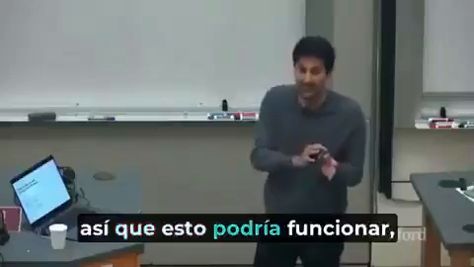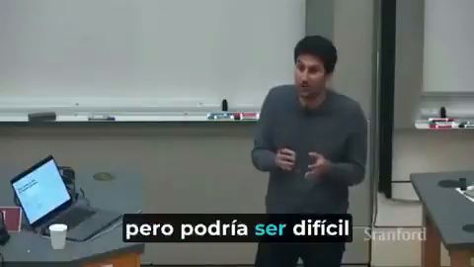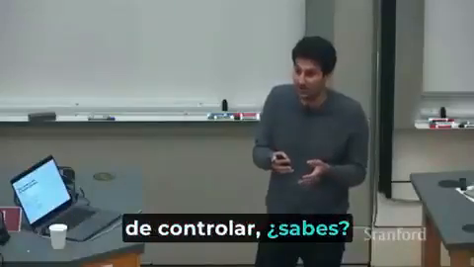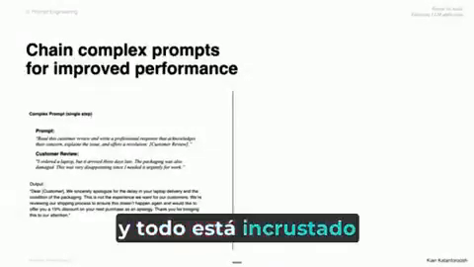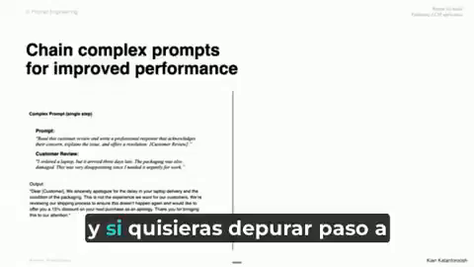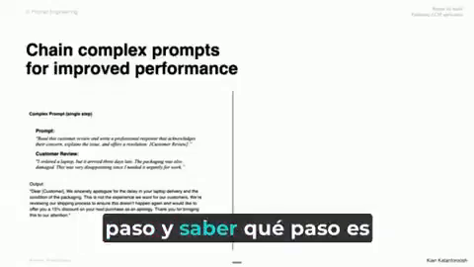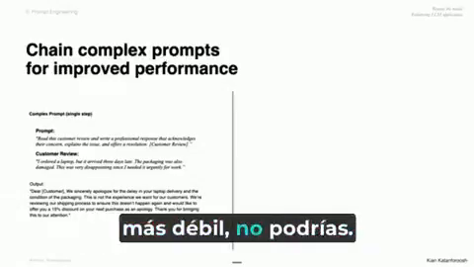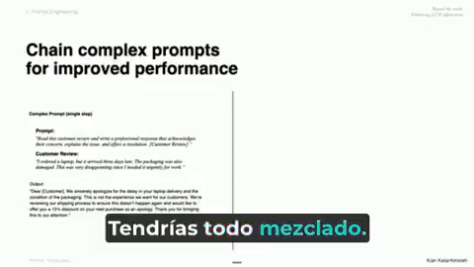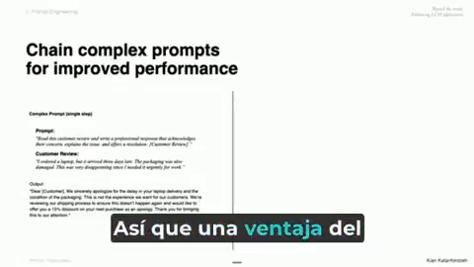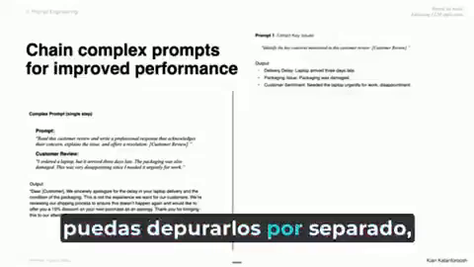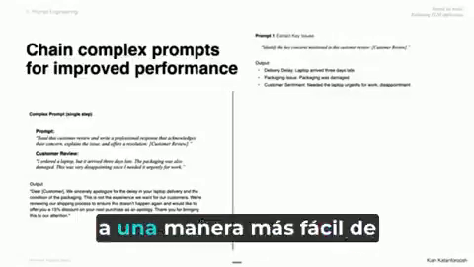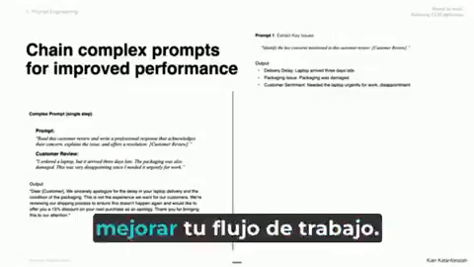So this might work, but it might be hard to control, because think about it, there are multiple steps that you have listed and everything is embedded in the same prompt. And if you wanted to debug step by step and know which step is weaker, you couldn't. You would have everything mixed together. So one advantage of chaining is that you separate the prompts so that you can debug them separately. And it will also lead to an easier manner to improve your workflow.